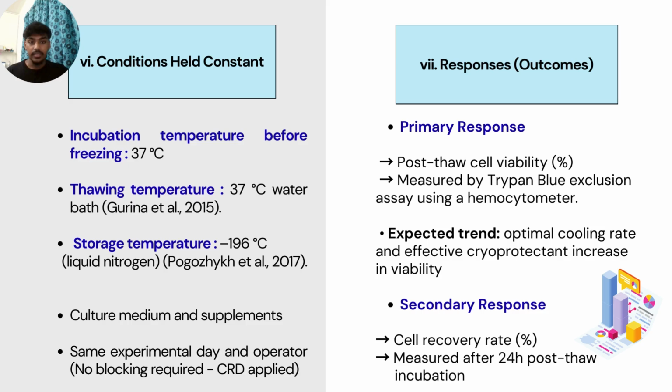Other than that, the responses. The primary response measured in this study is post-thaw cell viability, expressed as percentage. This is measured using the trypan blue exclusion assay with the hemocytometer. We expect that an optimal cooling rate combined with an effective cryoprotectant will result in high cell viability. A secondary response is the cell recovery rate measured after 24 hours of post-thaw incubation.